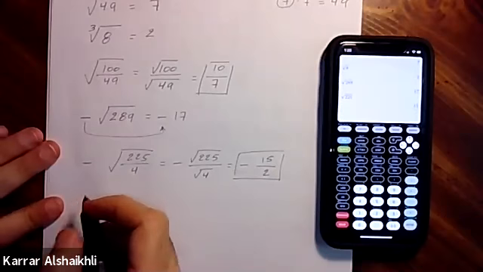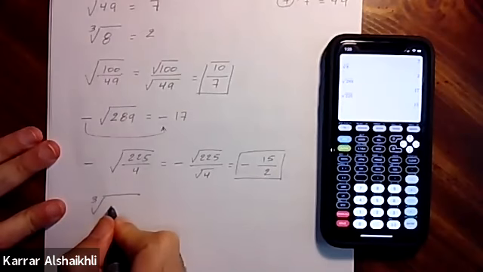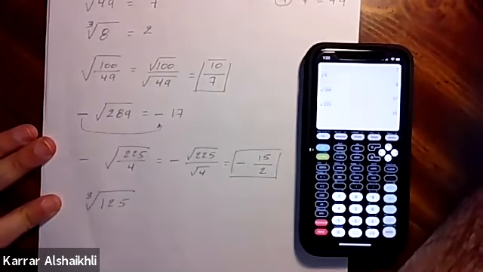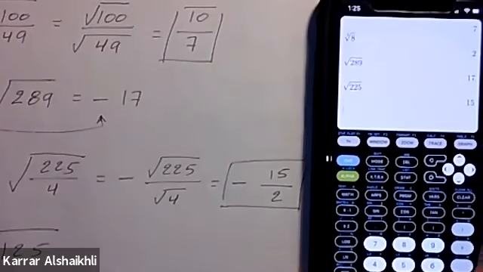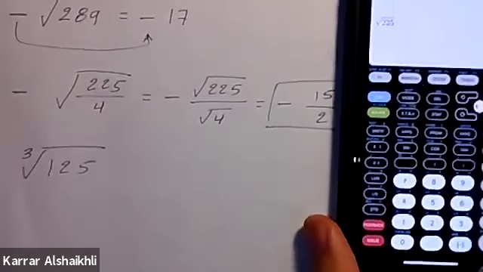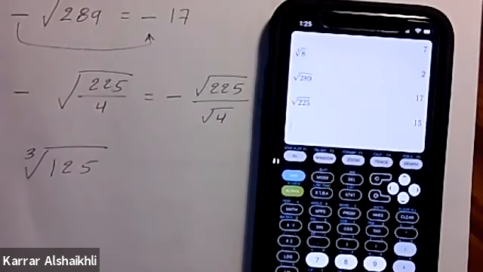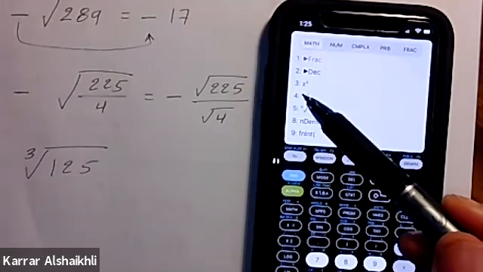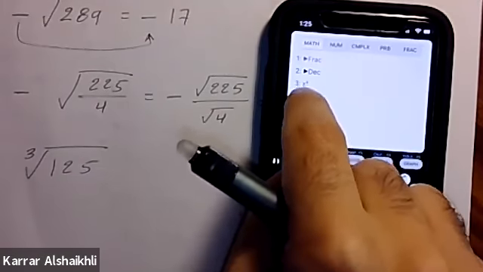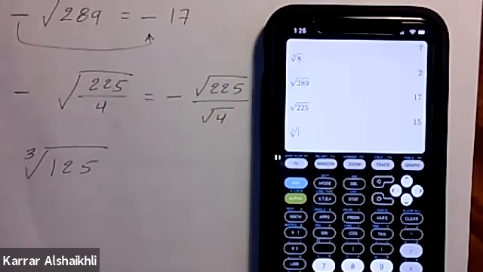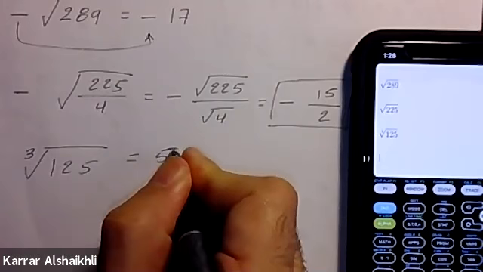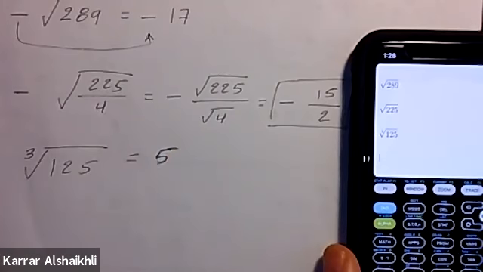The next example: how to find the cubic root of 125. So check how I'm going to find the cubic root of 125. I'm going to press math. You can choose the number 5 or you can choose the cubic root. It's up to you. Both are going to be right. Here's the cubic root of 125. Press enter, so it's going to be 5. That means the cubic root of 125 is going to be 5.